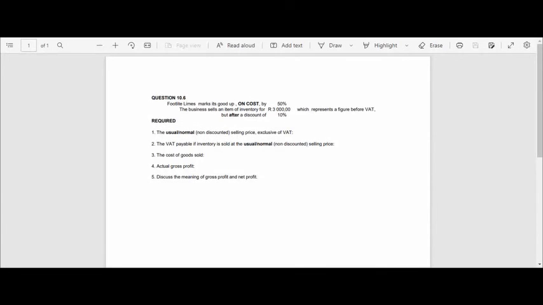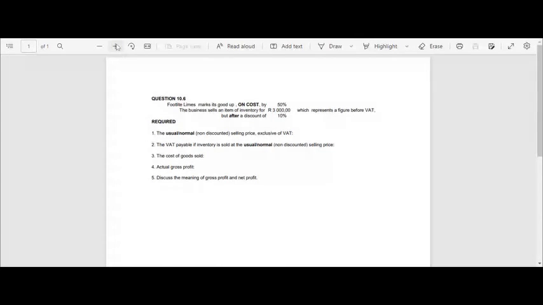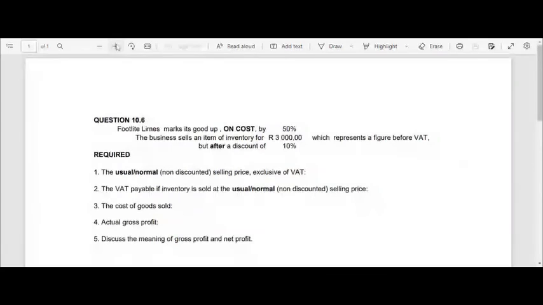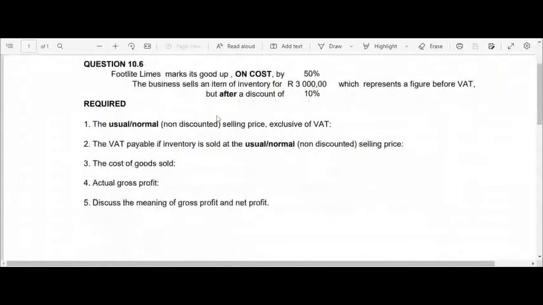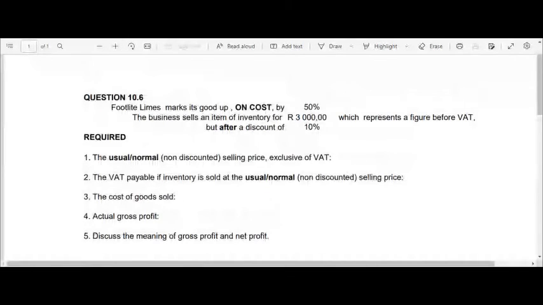Now we're going to look at question number 10.6. It's quite an intricate question, so we'll have to keep our heads together. Let's just see when you see it on your side. It takes a few seconds. There we go. Now you can see it. Let me just make it larger. Okay. Question 10.6. Let's read through it and then we'll see what is required of us.